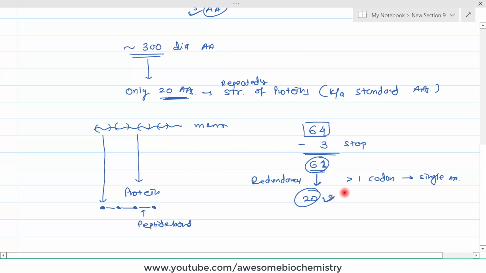Of course, certain modified forms of amino acids also occur in proteins, but they are not inserted during the translation process; they are modified later on by post-translational modification. Okay, so this was all about the introduction of amino acids. In the next video, we will discuss the structure and structural classification of amino acids.